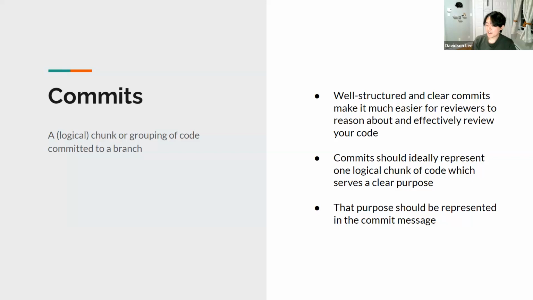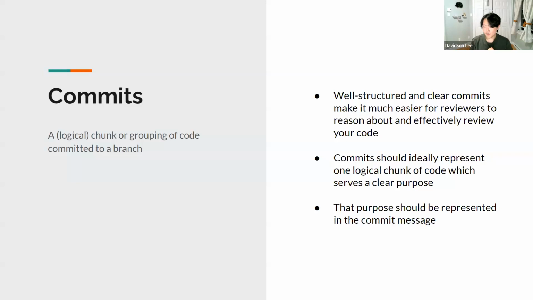In that sort of vein, a code commit is saying that you are writing changes and that you are committed to those changes being appropriate for whatever purpose your PR is solving. So since they include chunks of code, some best practices for commits are that well-structured and clear commits make it much easier for reviewers to reason about and effectively review your code. An extension of that is that a commit should ideally represent a logical chunk of code which serves a clear purpose, and from there, the purpose should be represented in the commit message.